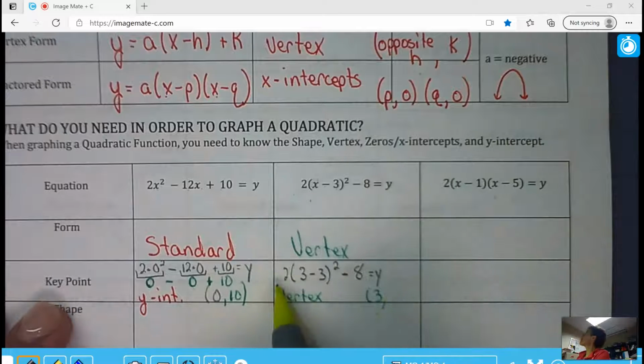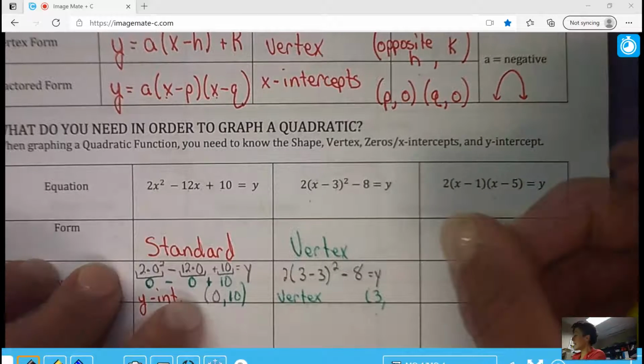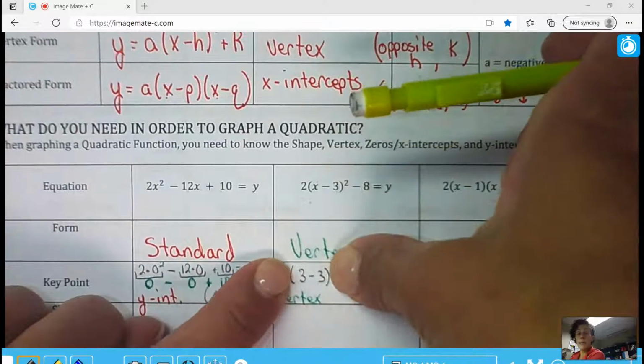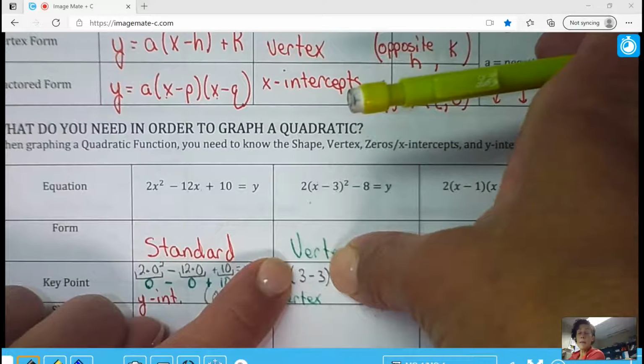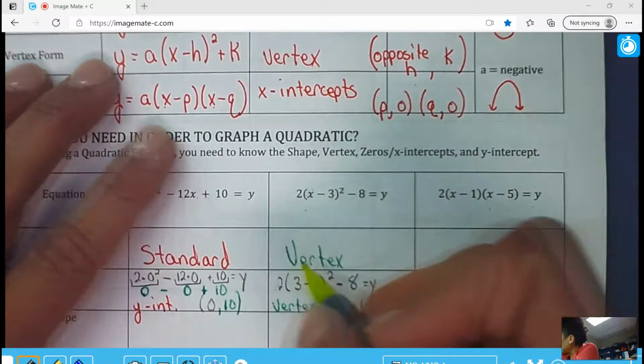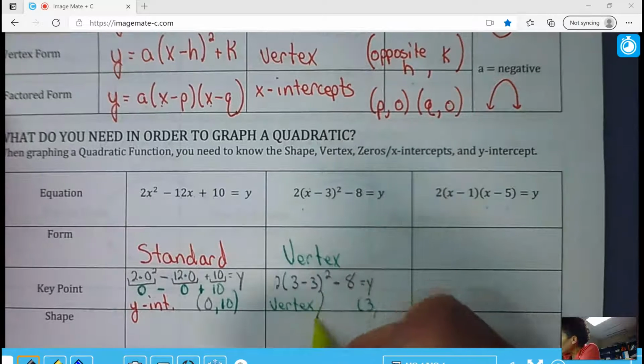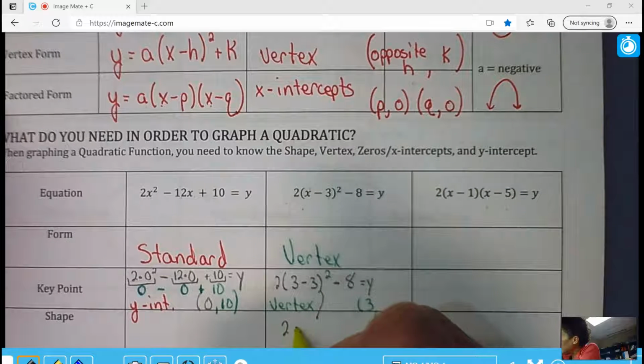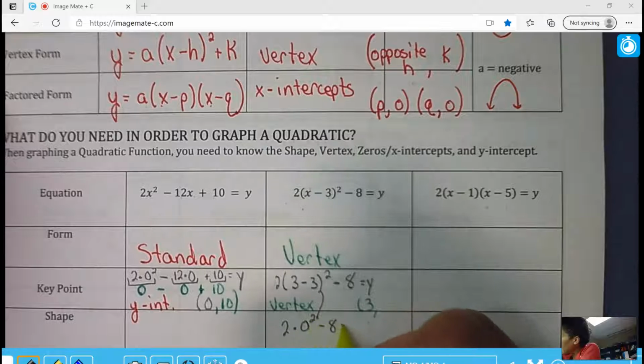So again, this is just a bunch of numbers, so I just want to follow the order of operations. The first thing I do in PEMDAS is my parentheses, and 3 take away 3 is 0. So all of that becomes 0. I'm going to run out of room, so we're just going to put it here. So 2 times 0, the 0 is still squared, take away 8 equals y.